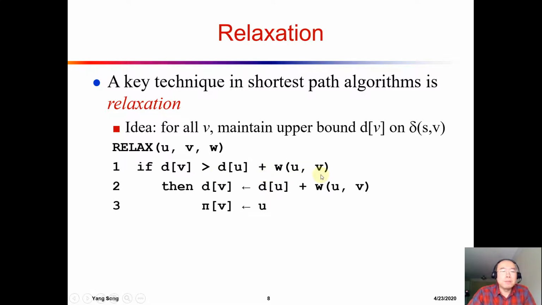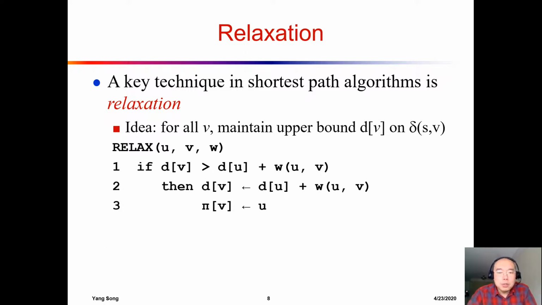Okay, so if dV is greater than dU plus the weight of u and v, what does this mean? This means we can get to the node V with a dV cost, and we can get to the u with the cost of dU. And in addition, we have a path from u to v, and the weight is wuv. So if dV is greater than dU plus the weight of uv, that means we don't know how we can get to the u. But if we get to the u first, and then we take the path from u to v, that is an even lower cost to get to the v.